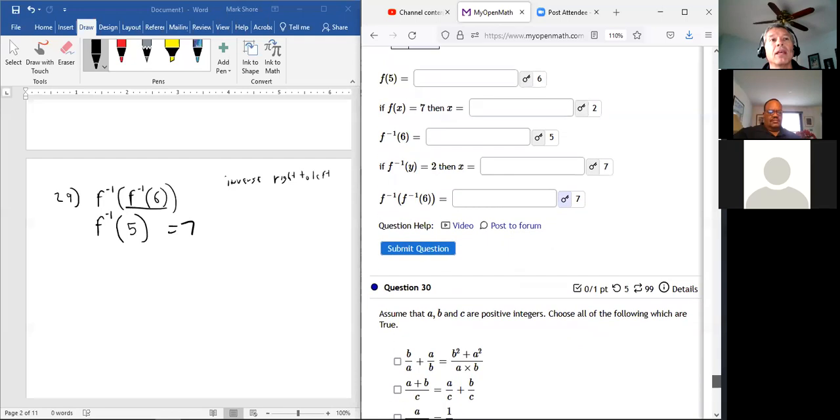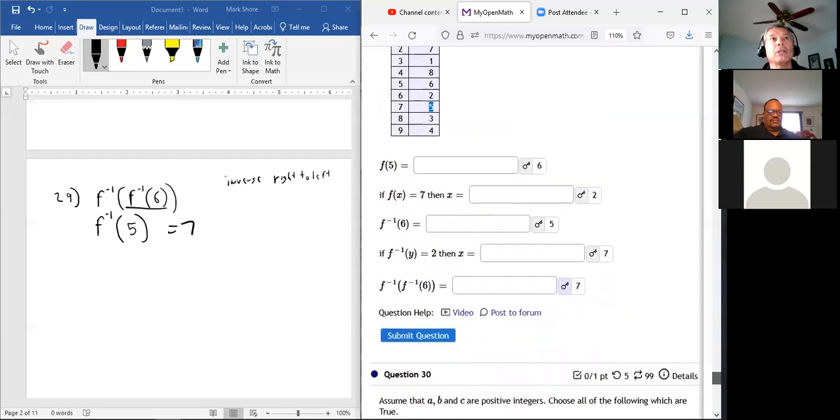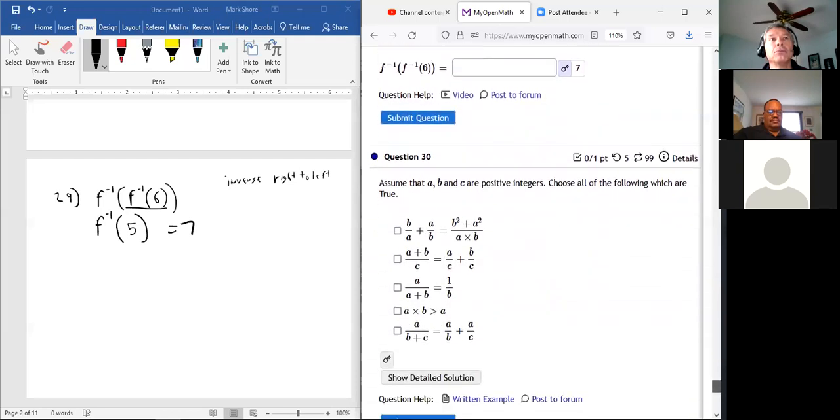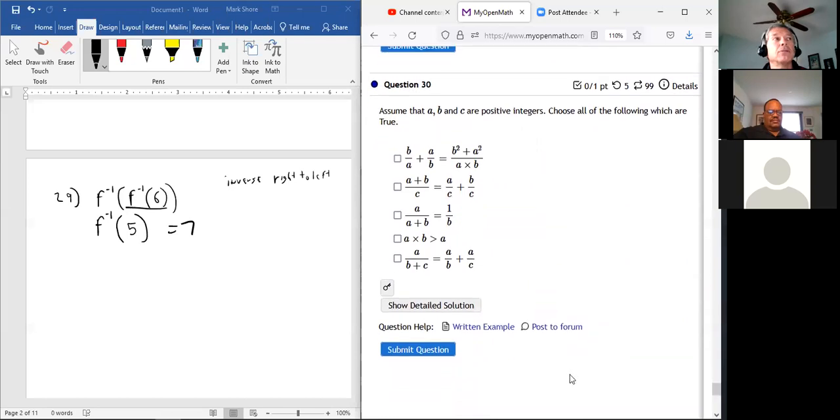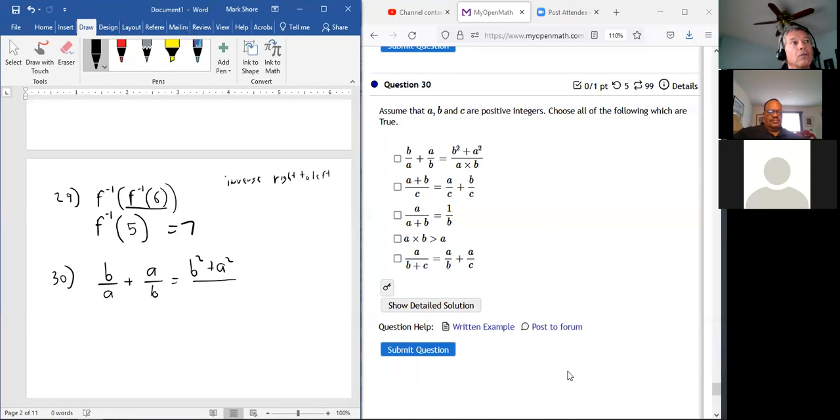Yep. And well, we can do another one if you want to, but we'll finish it up here on this. So 30 is just a true or false type of thing. It says click all which are true. So the first one here says B over A plus A over B is equal to B squared plus A squared over A times B.